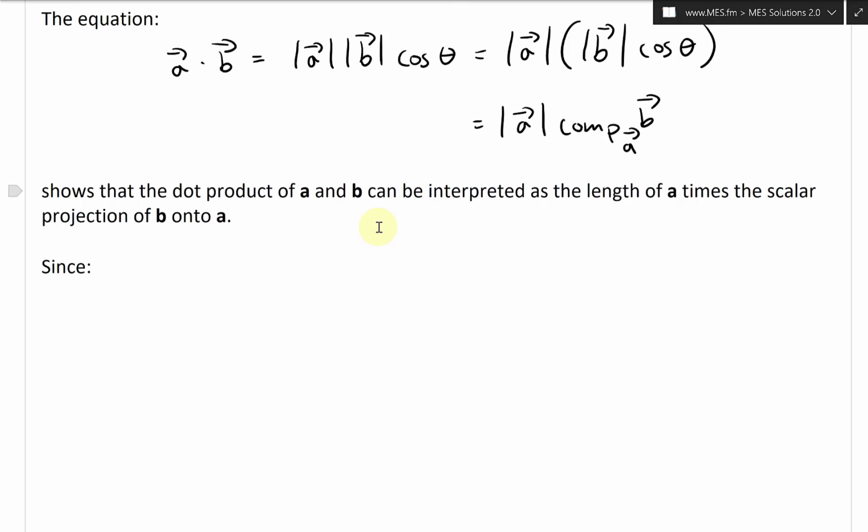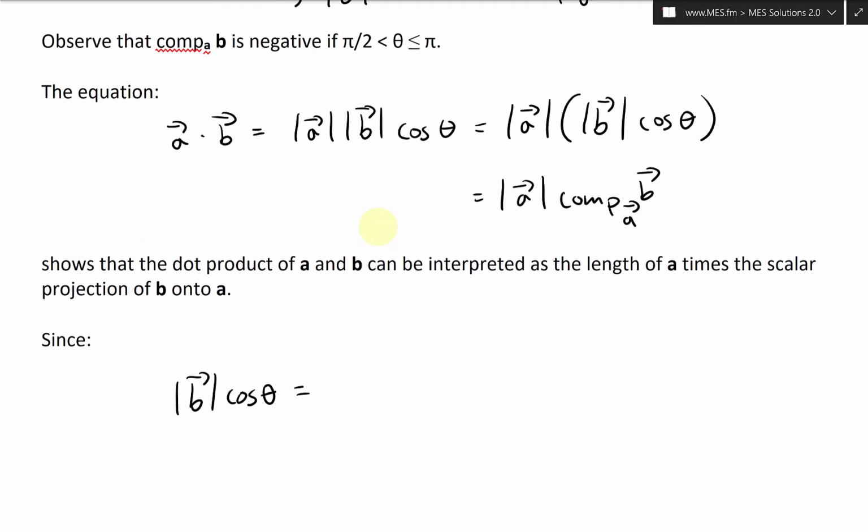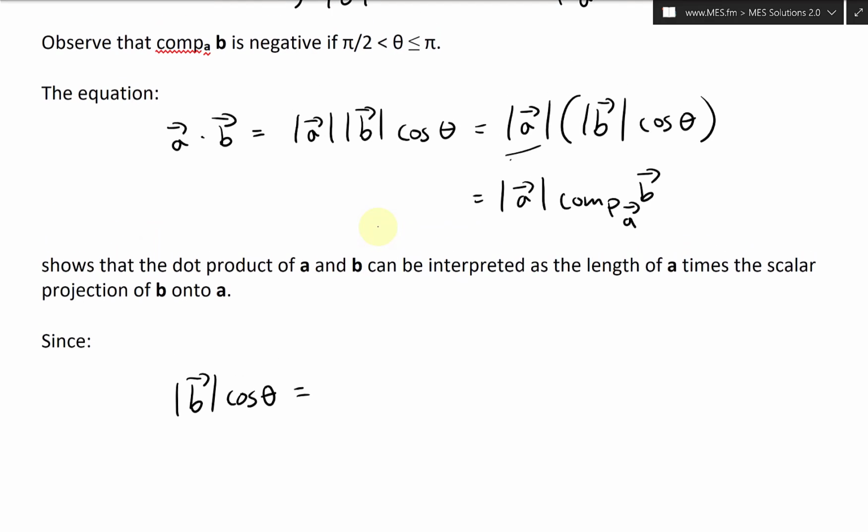All right, so now going further, since we have this right here, the length of B cosine theta is equal to, and here what I've done is just move this over to this side, and so all we're left with is the component of B onto A. So what we get is this dot product, A dot B over the length A, like that.